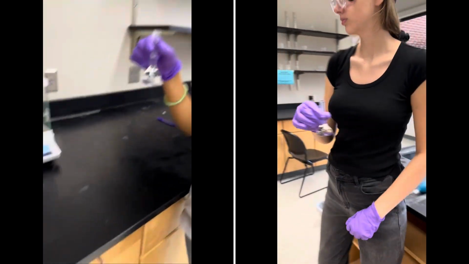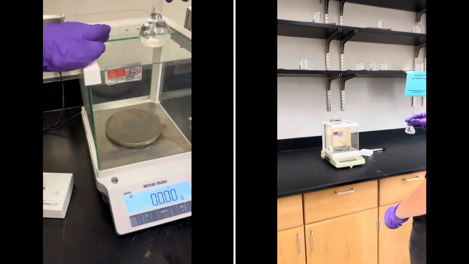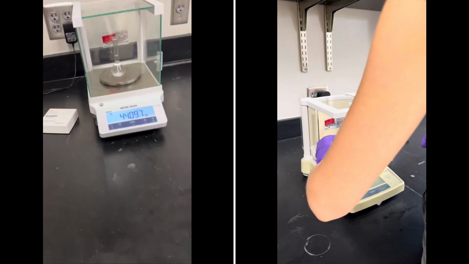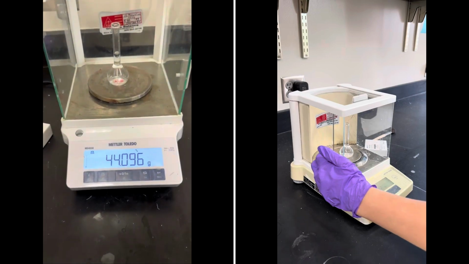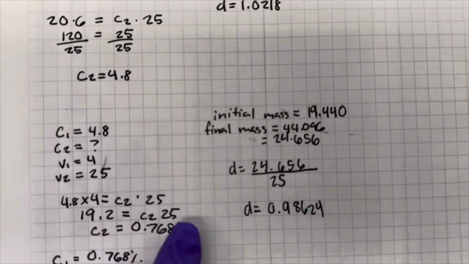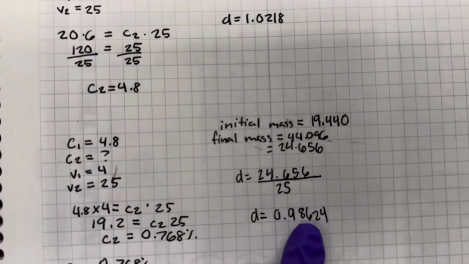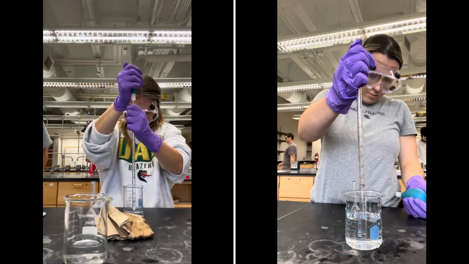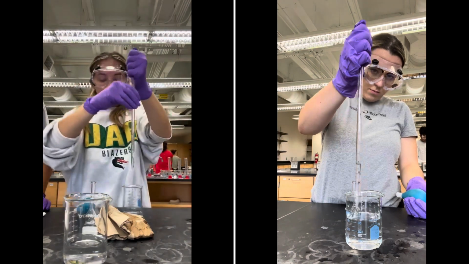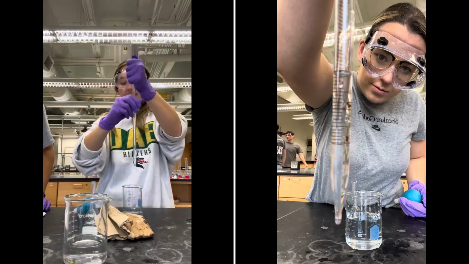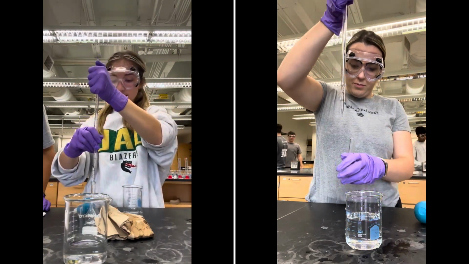So now we are going to put it on this balance, and we're going to get this final mass real quick, which is 44.096. Okay, and then right here we have our trial 2 concentration and what we got and our density. Okay, now I'm going to get 2 milliliters of the solution, and we are at that 8 for that 1, 2 down there, and then we're going to pour it into our flask right here.